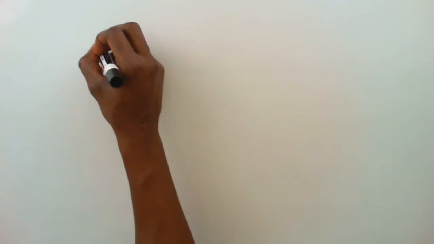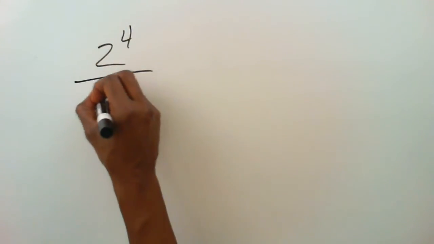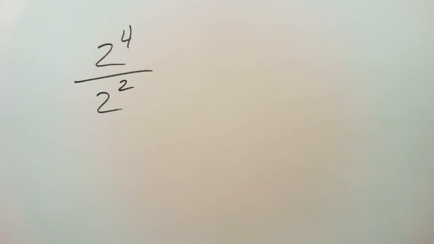The quotient rule. This rule tells you that when you divide exponential expressions that have the same base, you subtract the denominator exponent from the numerator exponent and keep the same base. For example, take the expression 2 to the fourth power over 2 to the second power. Since the bases are the same, we can apply the quotient rule. You want to subtract the denominator exponent from the numerator exponent and keep the base. This is how that looks.